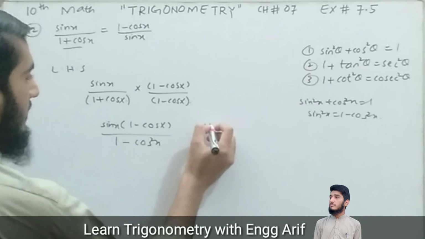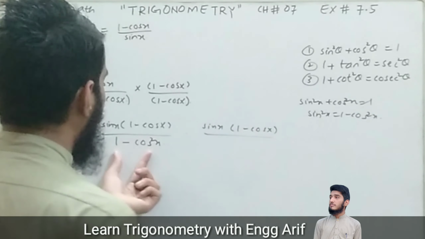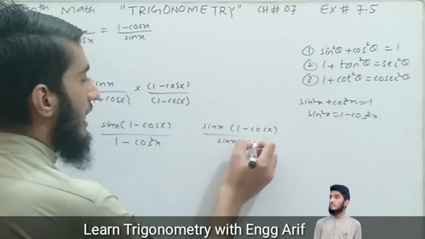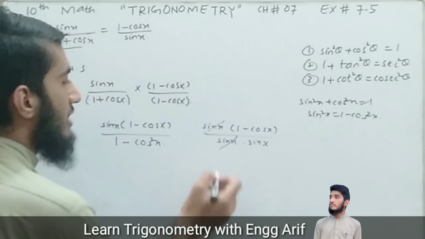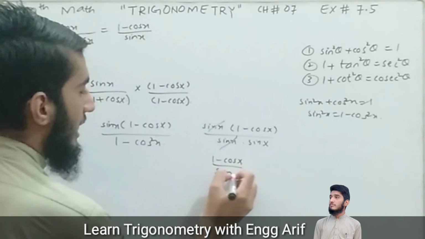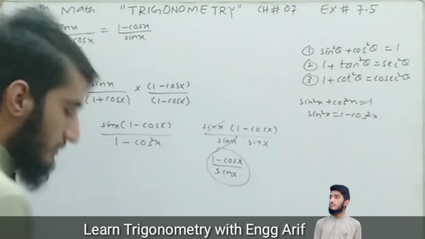So put it over here, it becomes sine x into 1 minus cos x divided by sine square x, which can be written as sine x into sine x. One sine x cancels out with one sine x, and we are left with 1 minus cos x divided by sine x. Hence we proved 1 minus cos x divided by sine x.